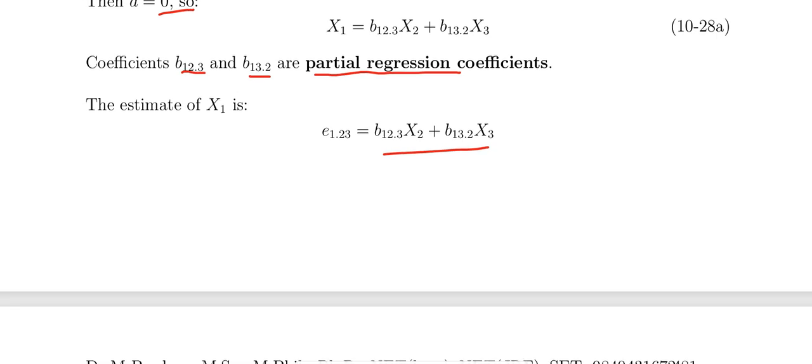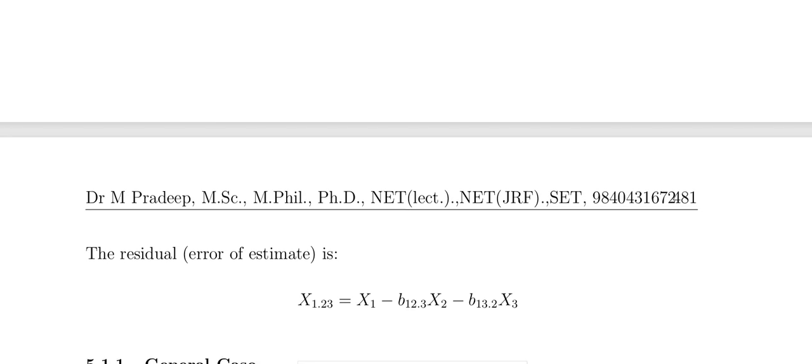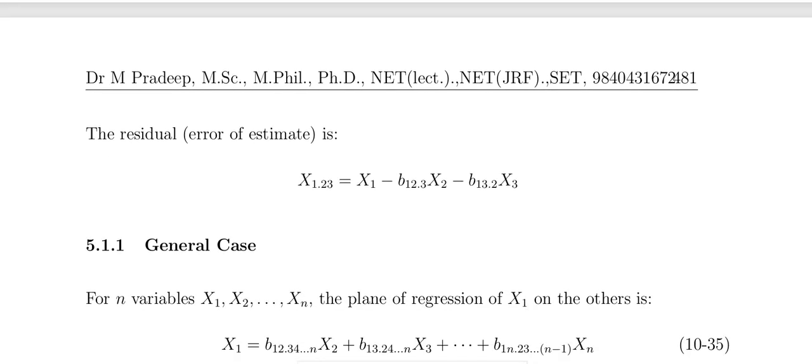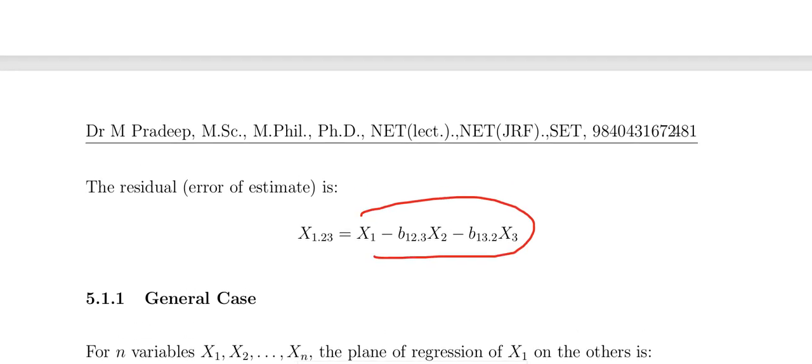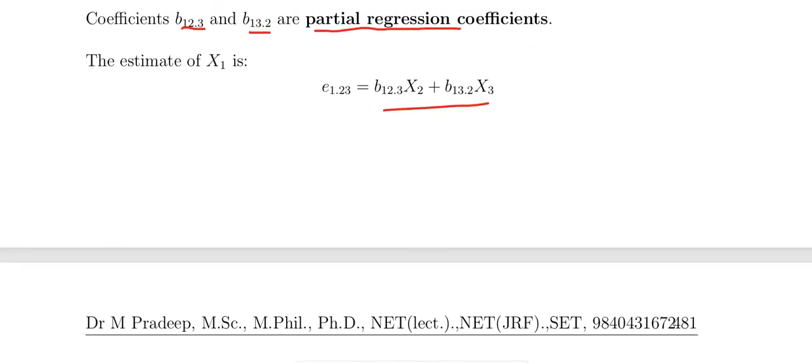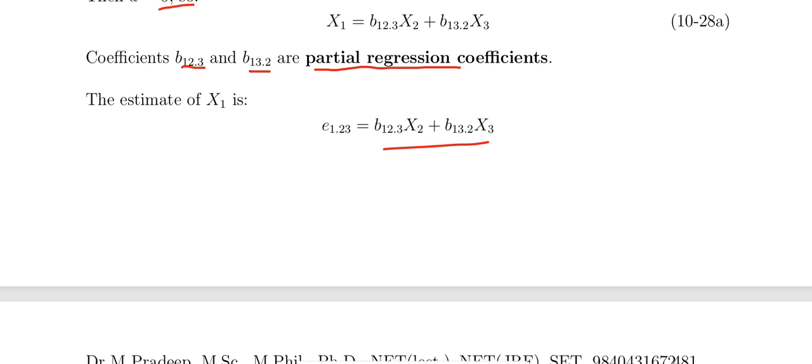And x1 is something. The residual error for this one is called capital X of 1.23, that is x1 minus the something. You subtract the two, that is called the estimate, the residual error. Residual error of estimate is called x1.23. Okay, that means x1 is dependent on x2 and x3.